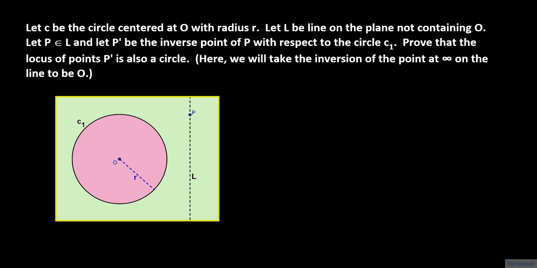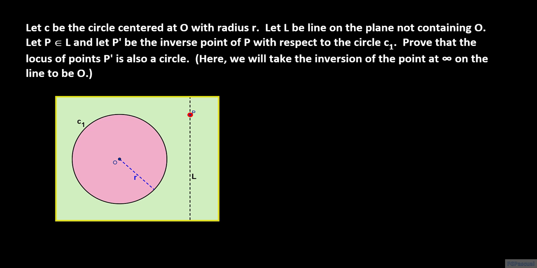In this lecture, we will talk about inversions of lines with respect to a given circle. Inversions with respect to a circle are also referred to as reflections across the circle. On the diagram shown below, we are given a circle with center O and radius r. Included in the diagram is line L that we will invert with respect to the circle C sub 1.